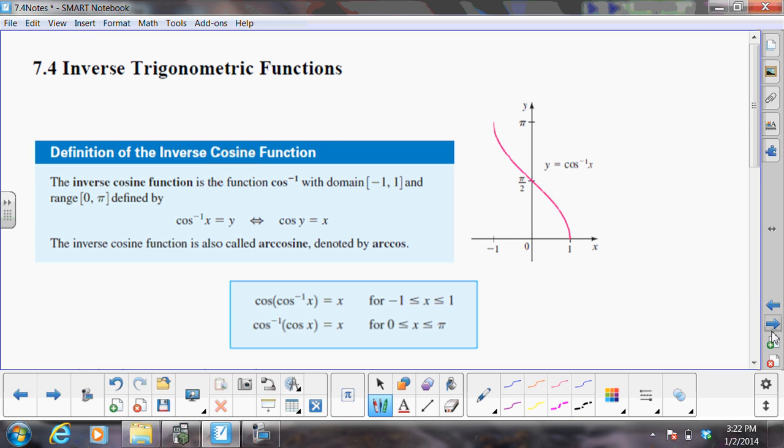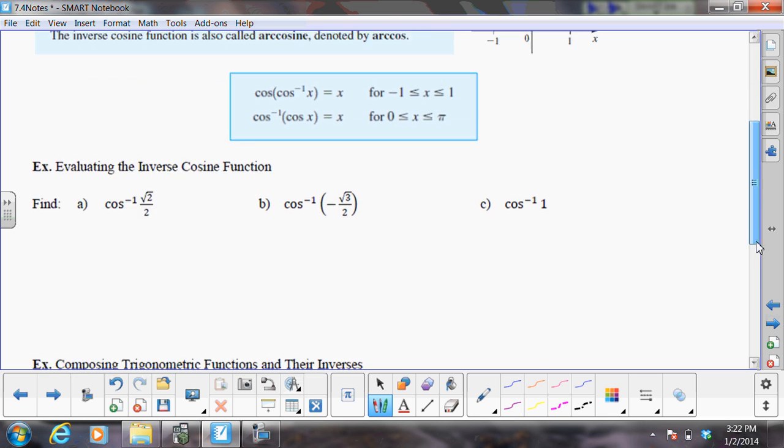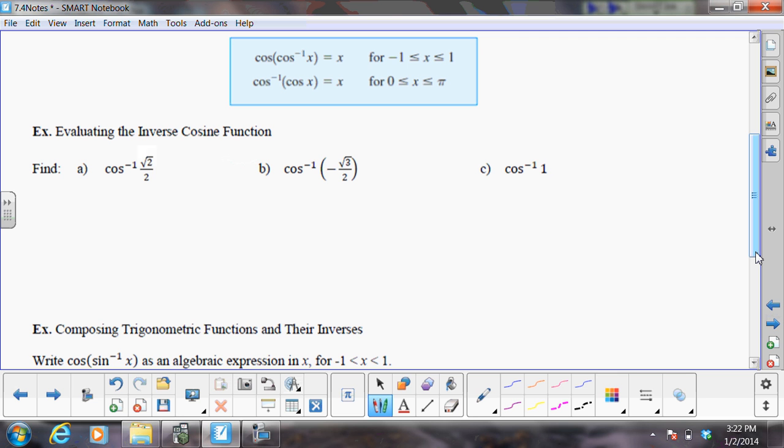Moving on, we have arc cosine. Here's our function, here's the graph. Notice that they cancel each other out if you do cosine and arc cosine, or vice versa. So when is cosine square root 2 over 2? 45 again. But it's also in quad 4, which is 315.